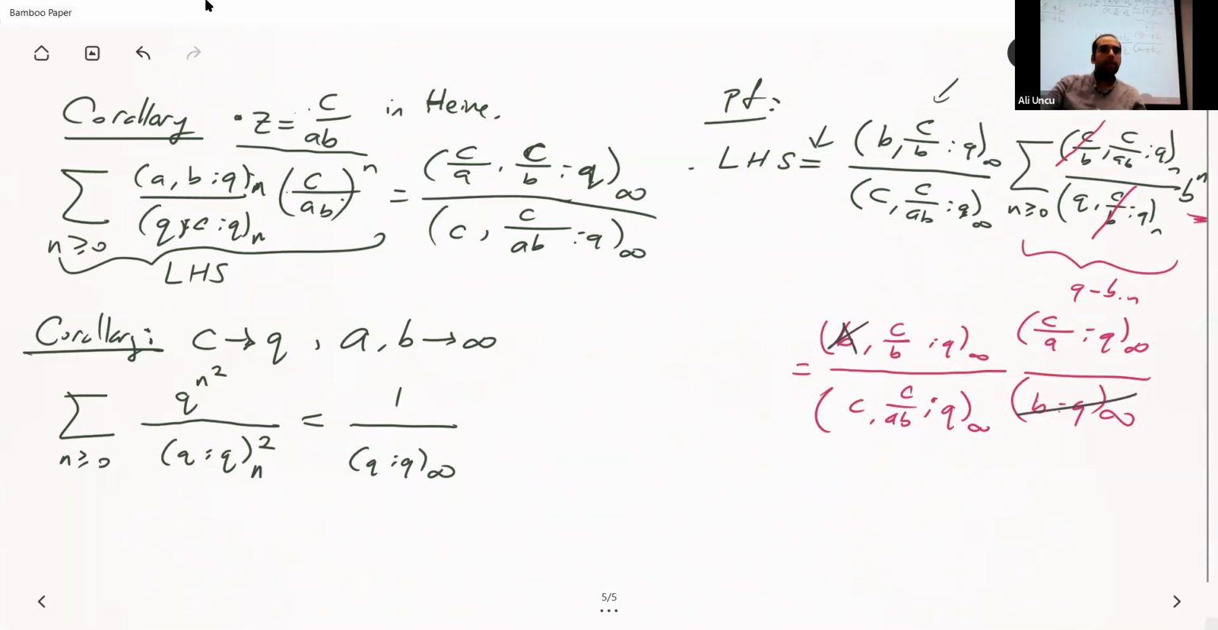and that should give me what I need. So on the top I have cb base q sub infinity, ca base q sub infinity. I have two products, just as the corollary suggests. And on the bottom, I have c and c over ab base q sub infinity, right? This is what we wanted, the same product vectors. So it's done, right? Cool.